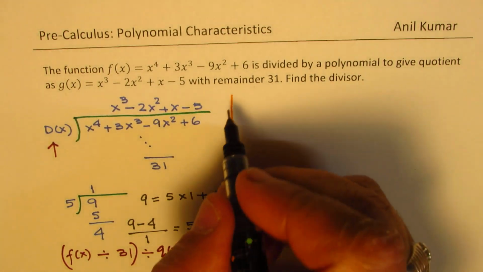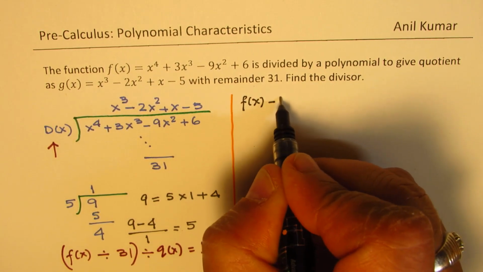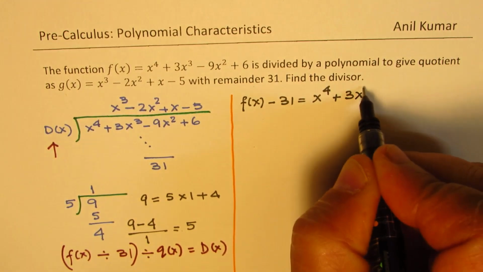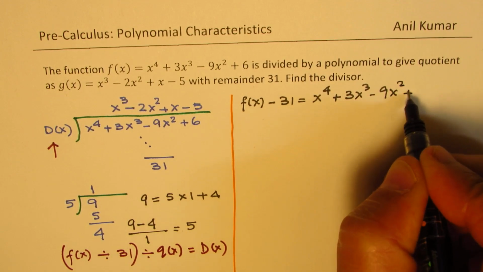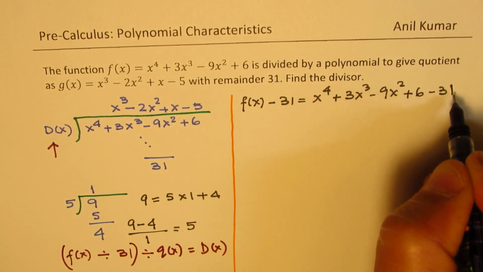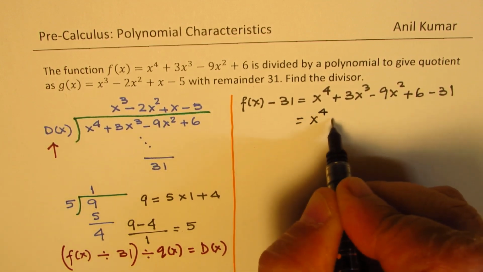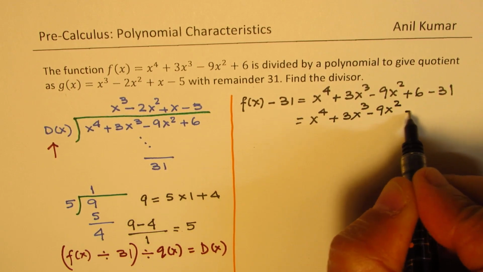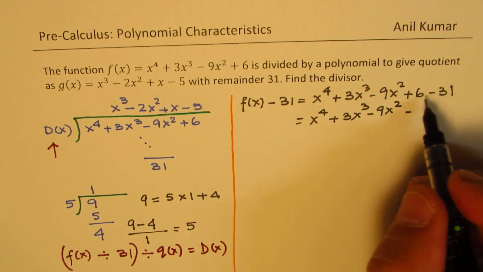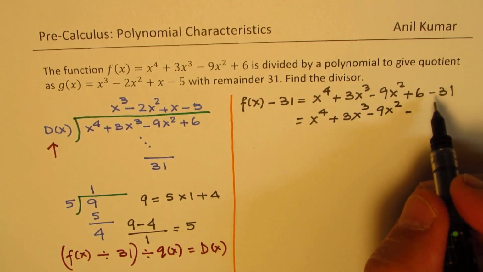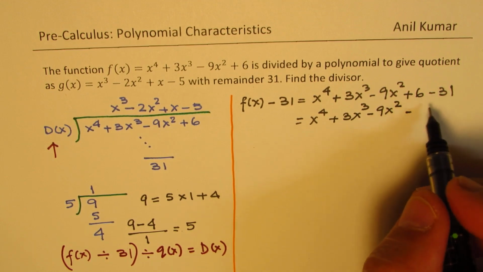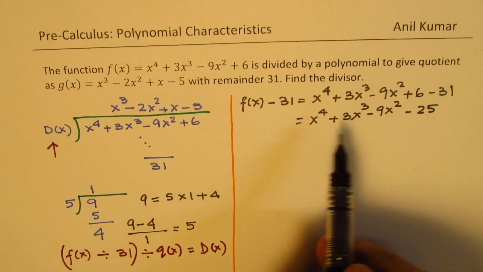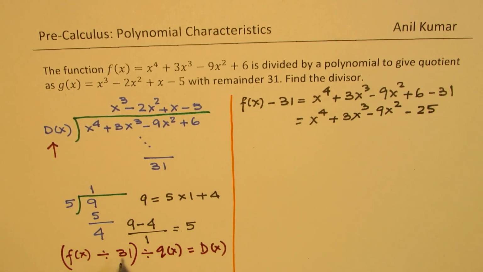So first step, we'll do f of x minus the remainder 31. So that is to say x to the power of 4 plus 3x cubed minus 9x squared plus 6 minus 31. Correct? So this portion is x to the power of 4 plus 3x cubed minus 9x squared, and taking away 31 from 6, we get a negative number. So it should say 6 minus 31, which is minus 25. Right, so that becomes our f of x minus 31. So we have done this part.